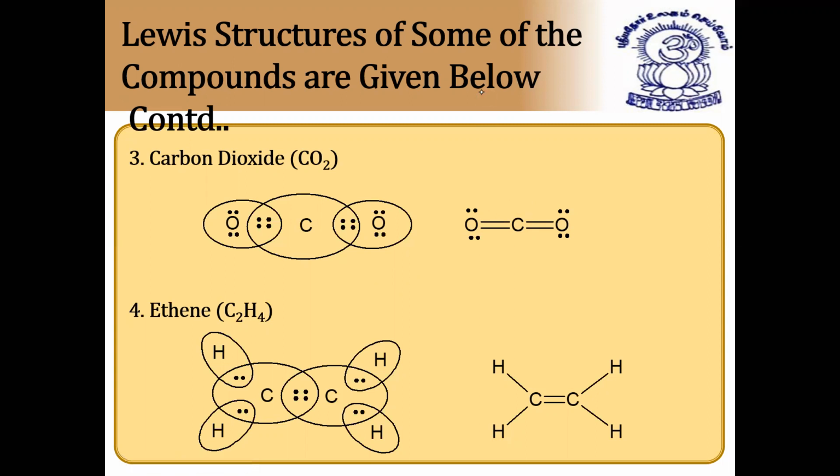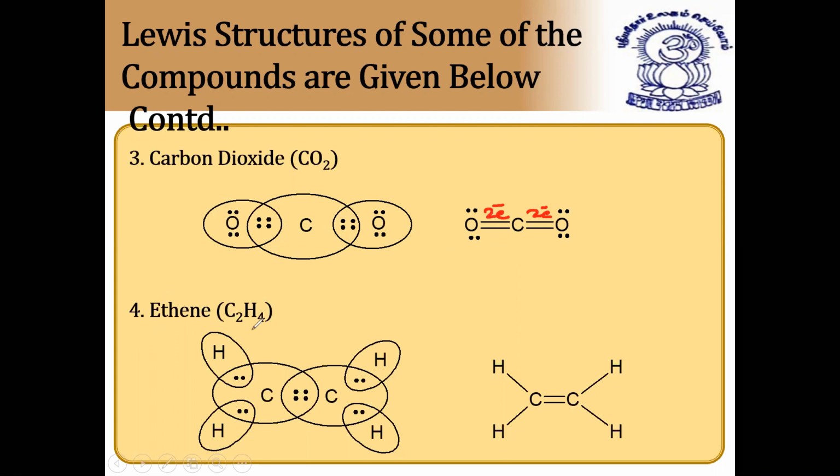I'm writing here in simple words. From this side it is sharing 2 electrons, and from this side it is sharing 2 electrons. So on the whole, it becomes 4. So this is nothing but O=C=O. By these structures, we can even guess the structures of covalent compounds. So this is called the carbon dioxide molecule.